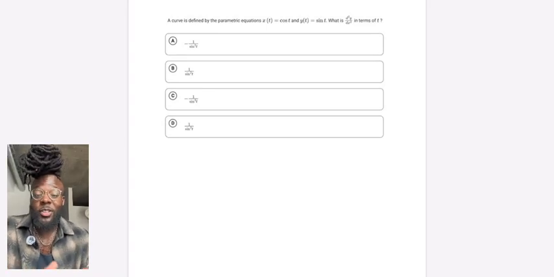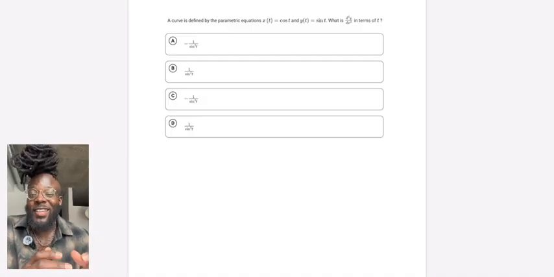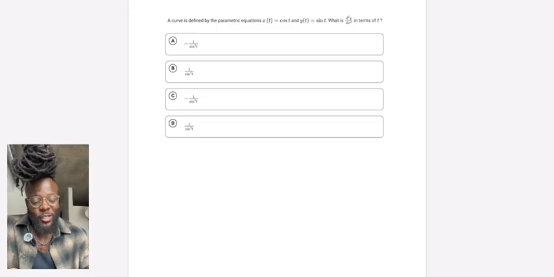Mr. Love here. So today we're going to look at a topic from Calculus BC, finding the second derivative of a parametric equation. This topic seems to get BC students a lot, but it's not that bad if you know the formula and know how to go through the process. So let's take a look at this question.